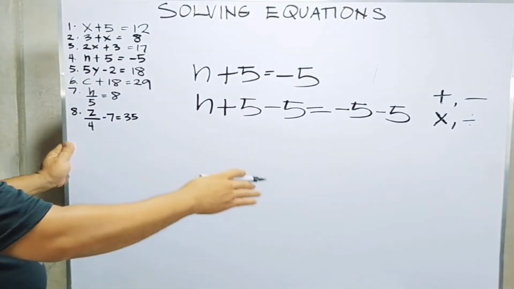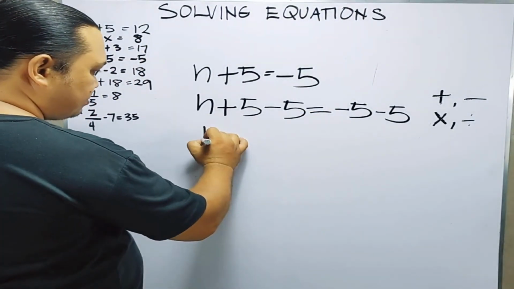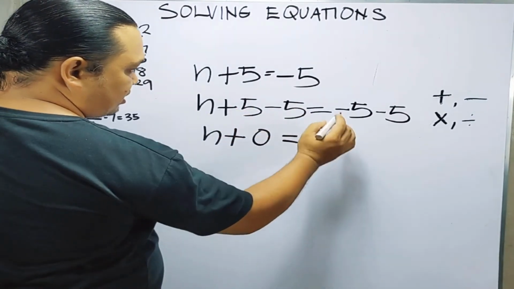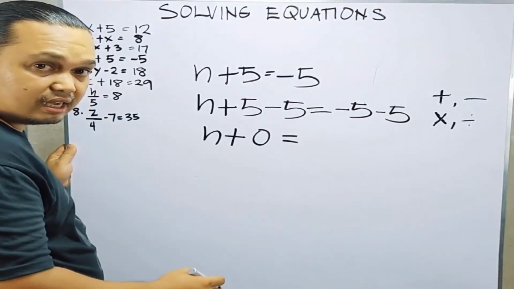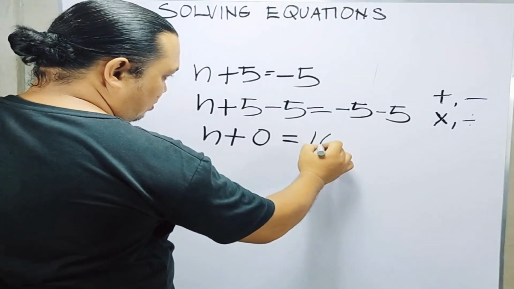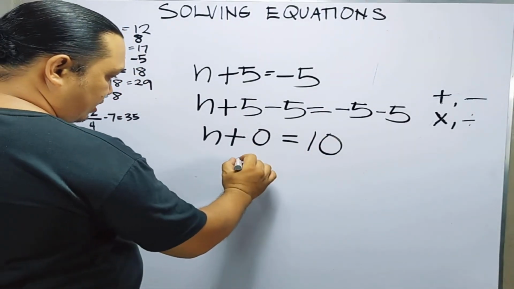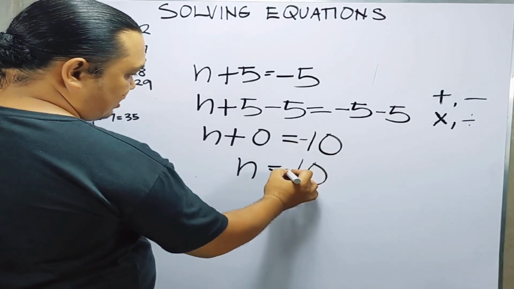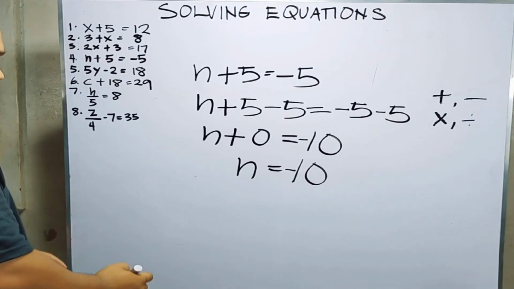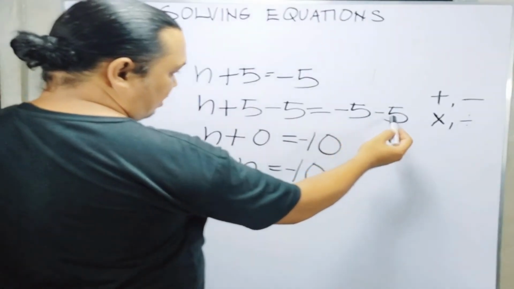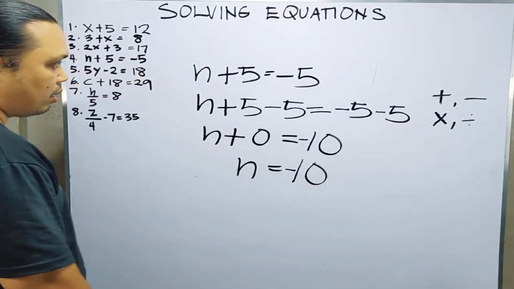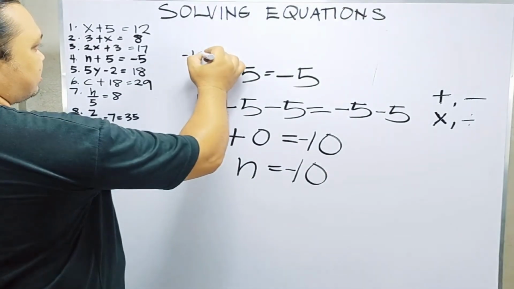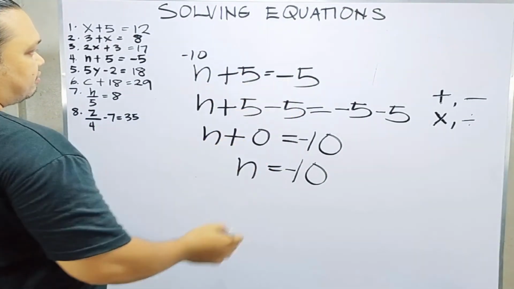Now let's simplify this. Copy n here. Now 5 minus 5 is 0. Now negative 5 minus 5 is negative 10. So n equals negative 10, keeping the negative sign. Negative 5 minus 5 is negative 10. So our answer is negative 10. If you're going to substitute, negative 10 plus 5 equals negative 5.